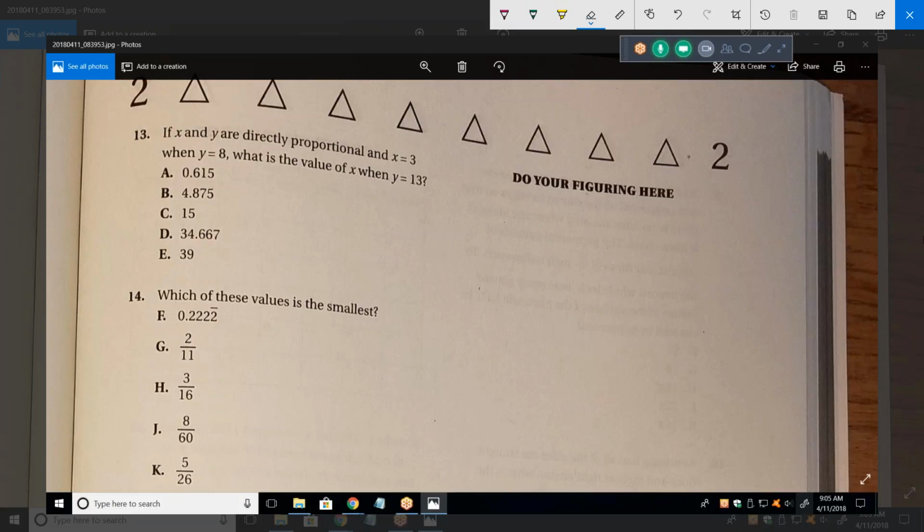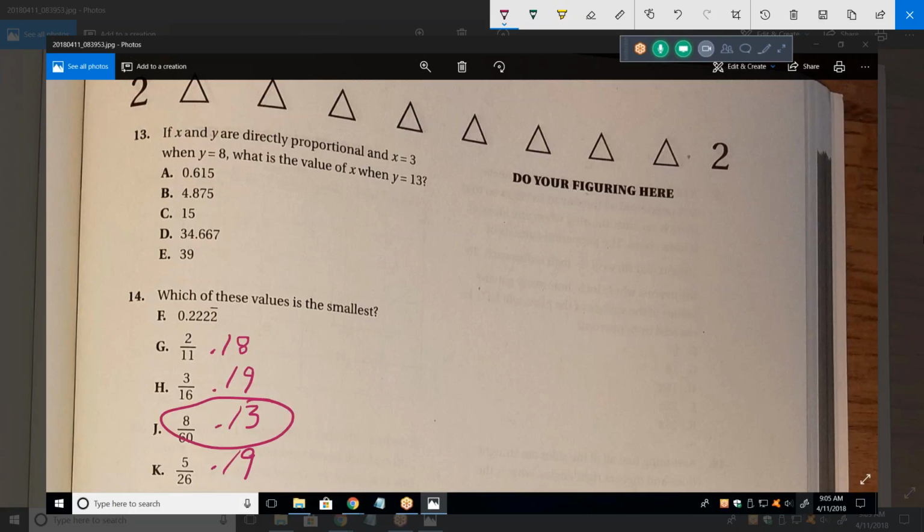Yeah. What's 2/11ths? 0.181 or 0.18. What's 3/16ths? 0.19. What's 8/60ths? 0.13. And what's 5/26ths? 0.19. Well, your instincts were pretty good.